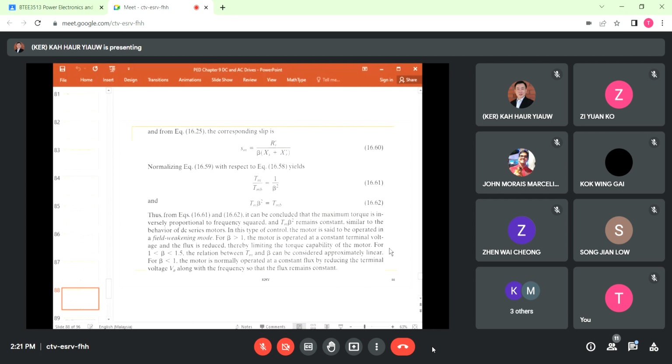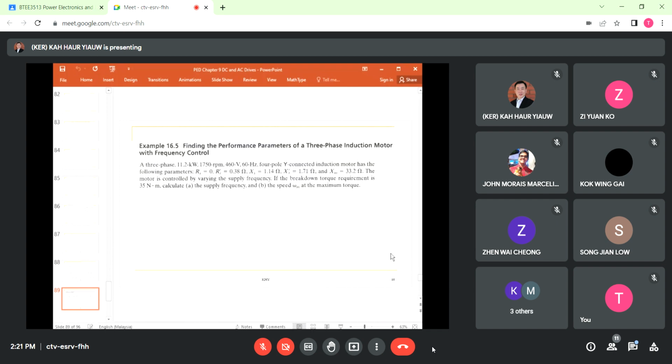For beta in between 1 to 1.5, the relation between Tm and beta can be considered approximately linear. For beta less than 1, the motor is normally operated at a constant flux by reducing the terminal voltage VA along with the frequency so that the flux remains constant.